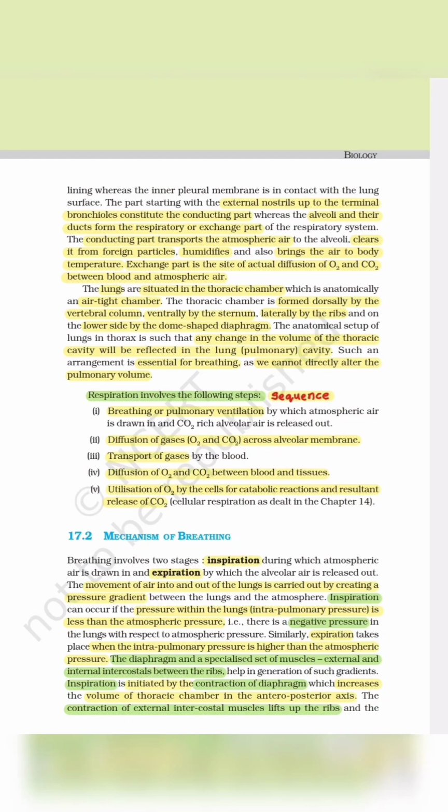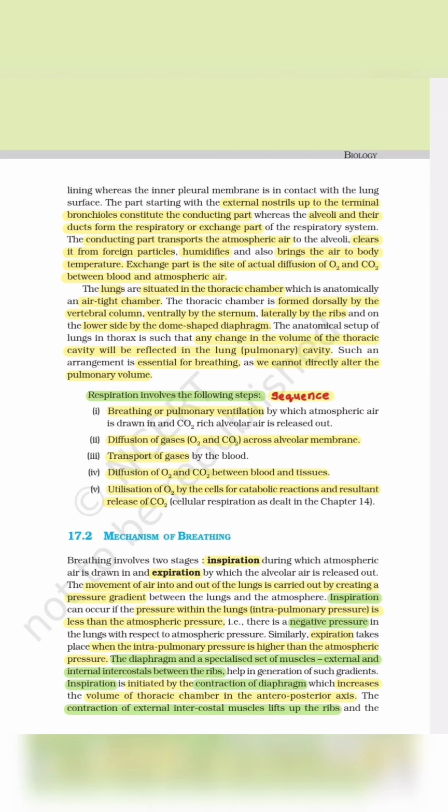Mechanism of breathing. Breathing involves two stages: inspiration, during which atmospheric air is drawn in, and expiration, by which the alveolar air is released out. The movement of air into and out of the lungs is carried out by creating a pressure gradient between the lungs and the atmosphere. Inspiration can occur if the pressure within the lung is less than the atmospheric pressure, that is, there is a negative pressure in the lungs with respect to atmospheric pressure. Similarly, expiration takes place when the intrapulmonary pressure is higher than the atmospheric pressure.